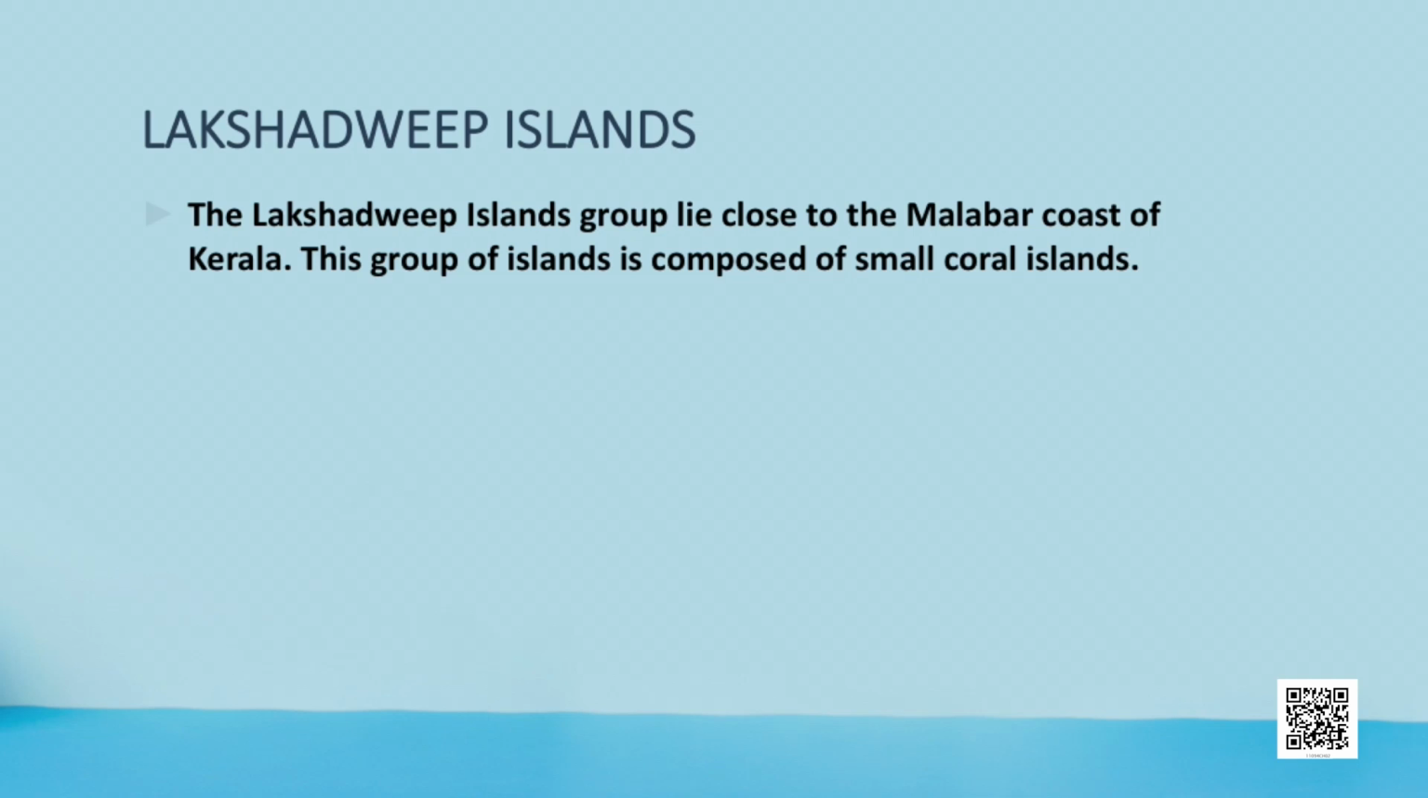You know which are the island groups in the Bay of Bengal? Correct. It is Andaman and Nicobar. And in the Arabian Sea, they are the Lakshadweep Islands. So we'll start with the Lakshadweep Islands, the most beautiful islands of India. The Lakshadweep Island group lies closer to the Malabar coast of Kerala. This group of islands is composed of small coral islands.